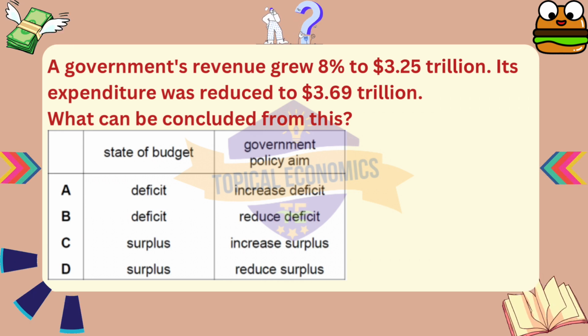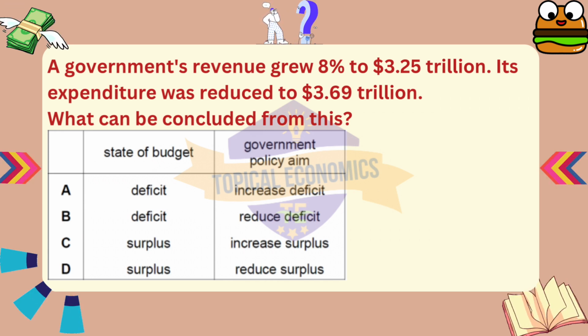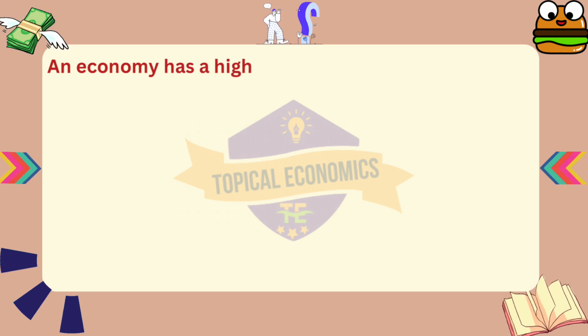The government's revenue grew by 8%, reaching $3.25 trillion, while its expenditure was reduced to $3.69 trillion. Since expenditure exceeds revenue, the government is running a deficit of $0.44 trillion, or $440 billion. In this situation, the government's policy aim would likely be to reduce the deficit. To achieve this, the government could focus on increasing revenue through tax hikes or other measures, or it could reduce spending. Therefore, the most appropriate conclusion is that the government is running a deficit and its aim is to reduce the deficit. Moving to question 7.